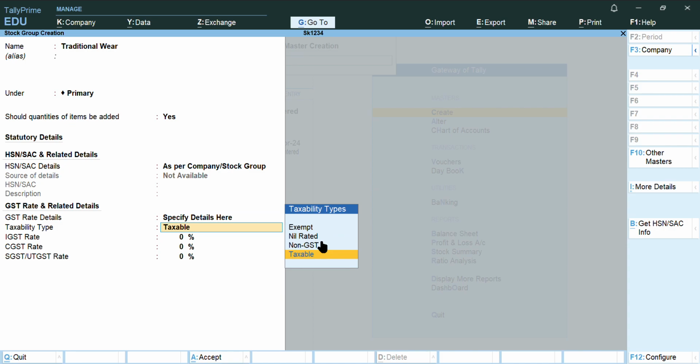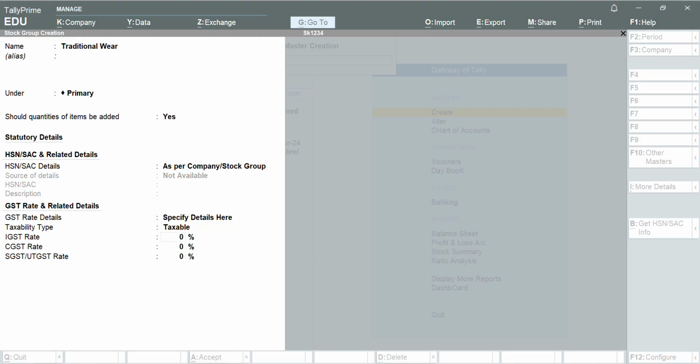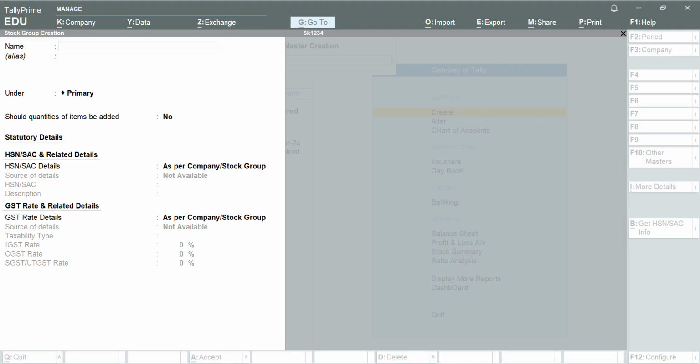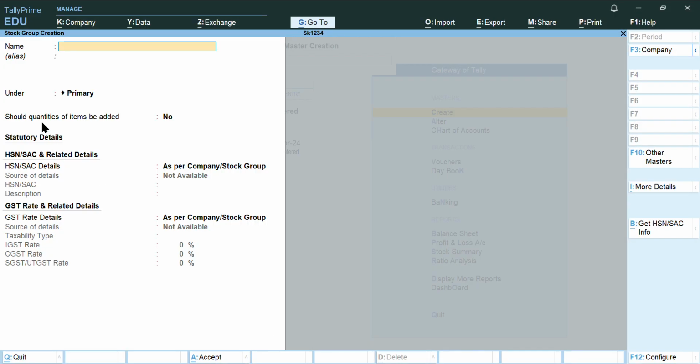So we'll have to specify the details here. Now when we enter this, it asks taxability type. So it is taxable, yes. Options were exempt, nil, non-GST and taxable. So this is taxable. Now what are the rates? So rates, if you remember, 6%, 6%, that means IGST is 12, and once we enter IGST, it automatically splits this into 6 and 6, half and half for both. Accepted.